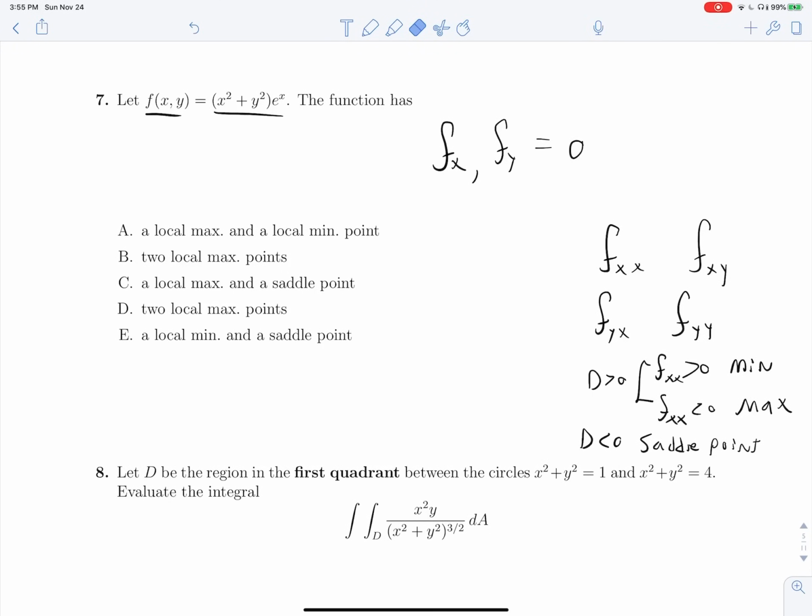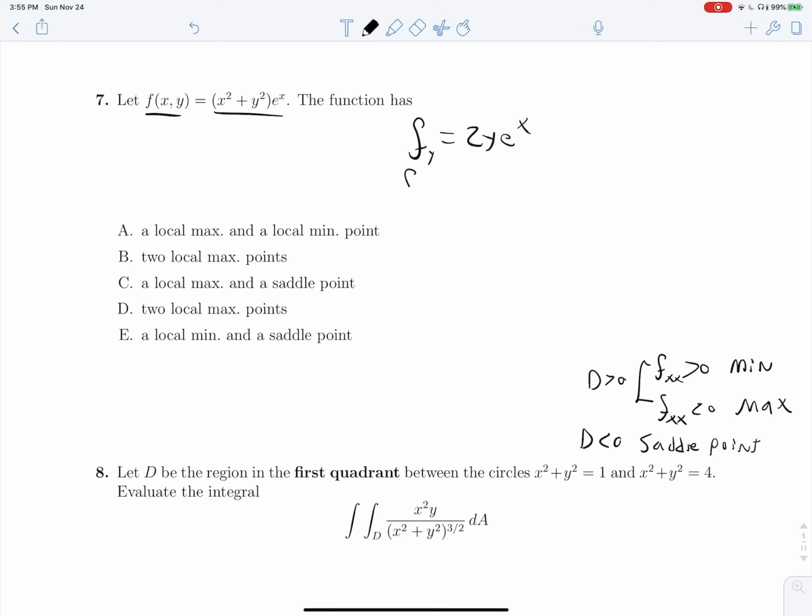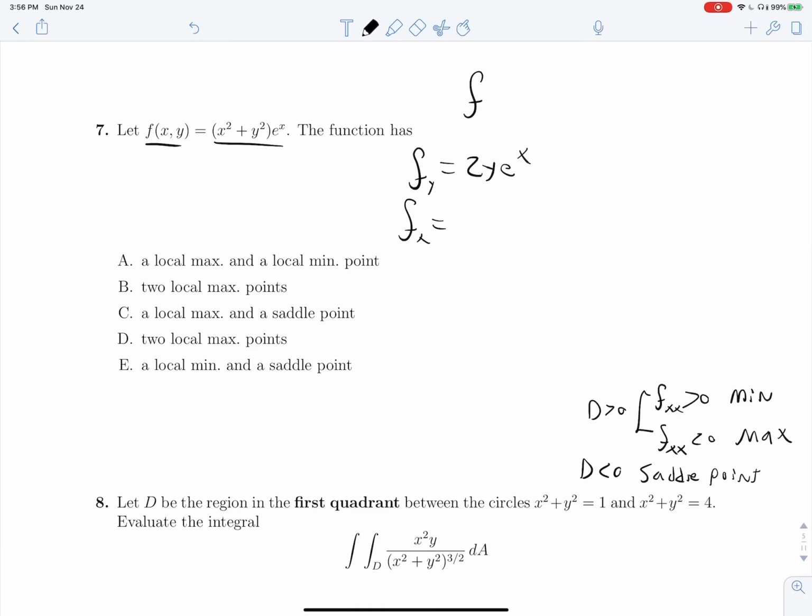So I'm going to keep these rules around. Hopefully we'll have enough space for them, and let's see if we can figure these things out. So okay, I meant to write an x, but that looks like a y, so I guess we're taking fy first. Well, fy is just going to be 2y e to the x, whereas fx is going to be, let's see, we can expand this thing out to f of xy is equal to x squared e to the x plus y squared e to the x.